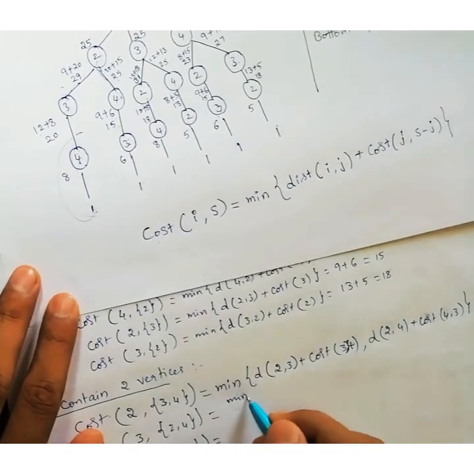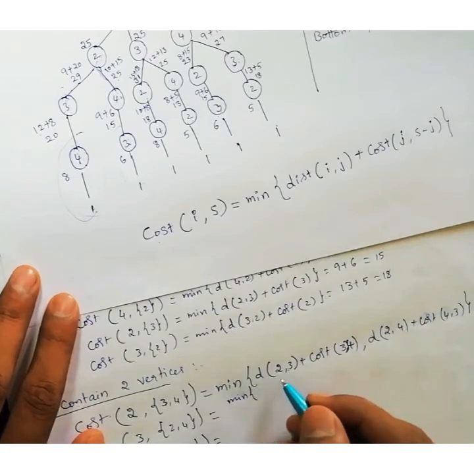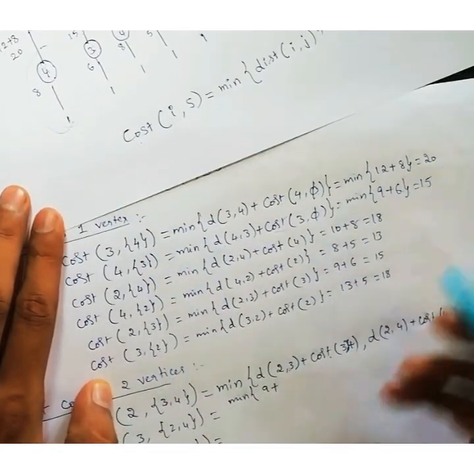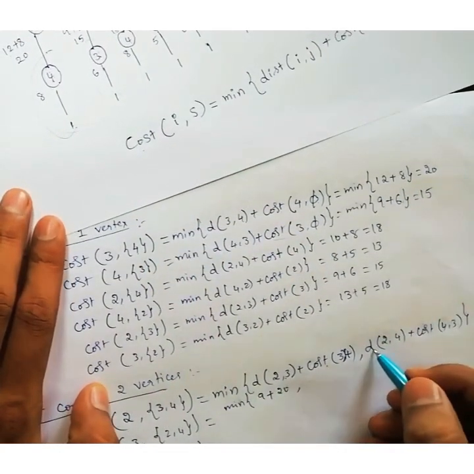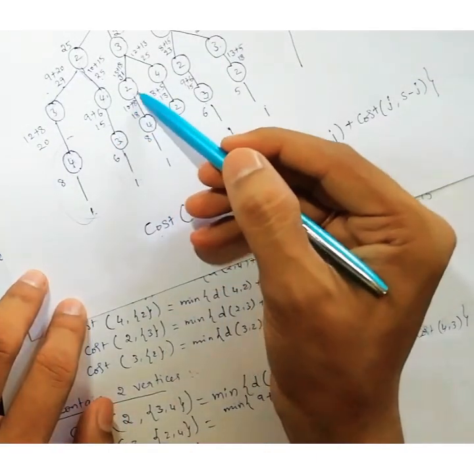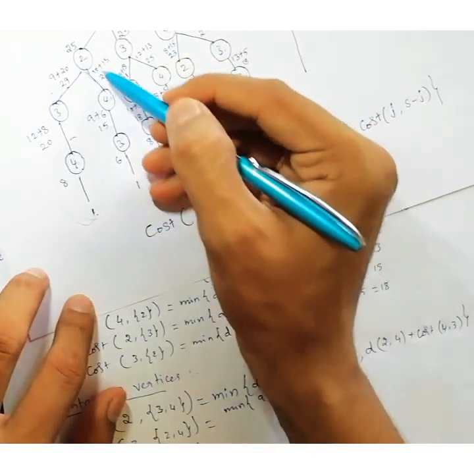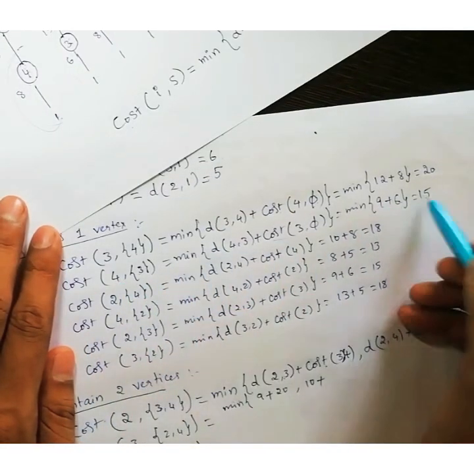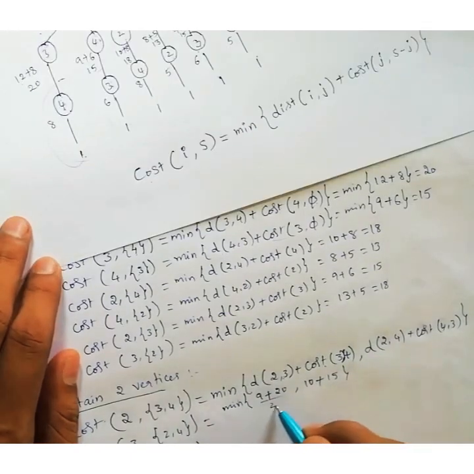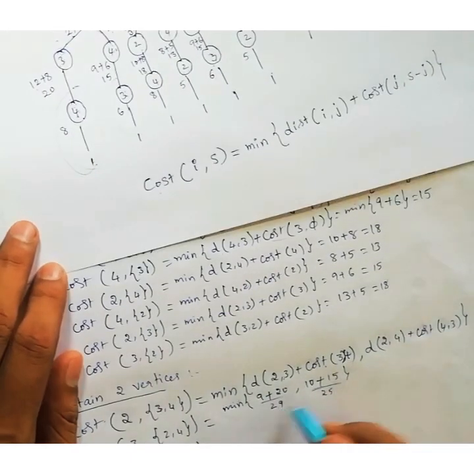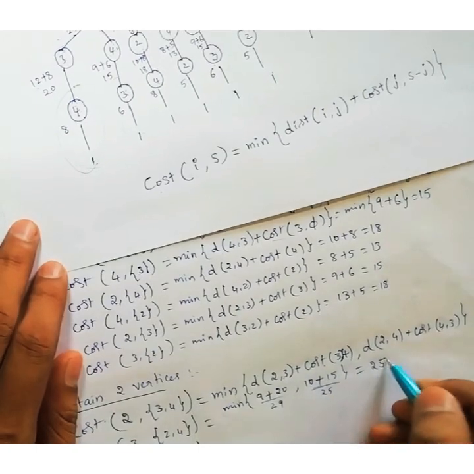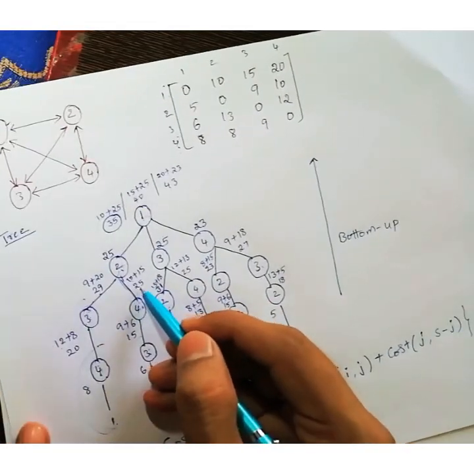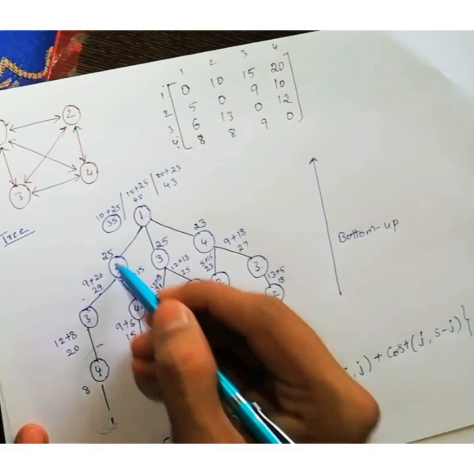So just calculate minimum of, so distance from 2 to 3 is 9 plus cost of 3 to 4 is 20, comma, distance from 2 to 4, that is 10 plus cost of 4 to 3, which is 15. So what is the value here? 29, here 25. Which one is the minimum? 25. So cost of 2 is 25. So is it 25 or 29? 25 is minimum, so I will consider 25.